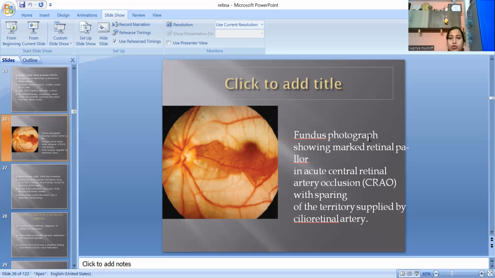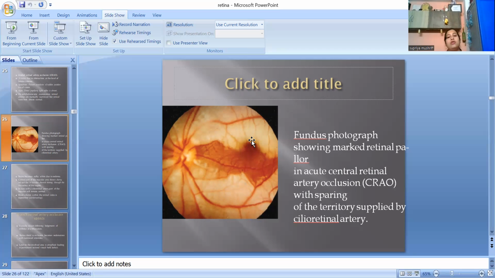The fundus photograph shows marked retinal pallor in acute central retinal artery occlusion with sparing of the territory supplied by the cilioretinal artery. Otherwise, in a case of CRAO, there is a whole pale retina with a cherry red spot. So this is an MCQ question.